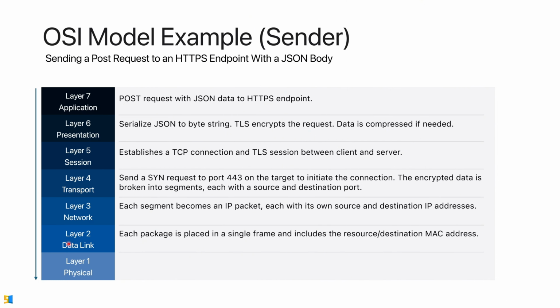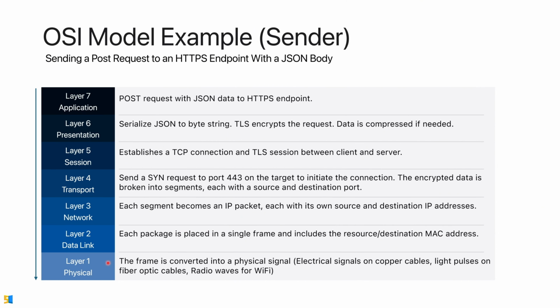And then in the data link layer, each packet is placed in a single frame, and each frame will have source and destination MAC addresses. And then finally, the frame is converted into physical signals: electric signals on copper cables, pulses on fiber optic cables, or radio waves if we use Wi-Fi, right? So that's from layer 7 to layer 1.